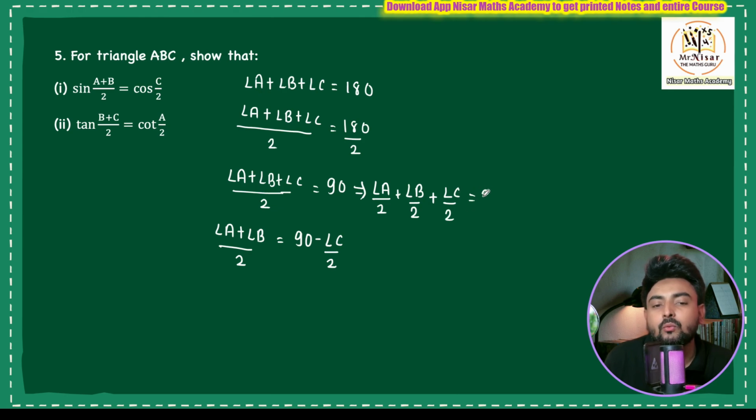Okay, so when I say that I need to find the value of A plus B by 2, keep A plus B by 2 on one side, and C by 2 will go to this side, and it becomes minus. It is in this way. Okay, I hope it is quite clear to you. I'll erase this.